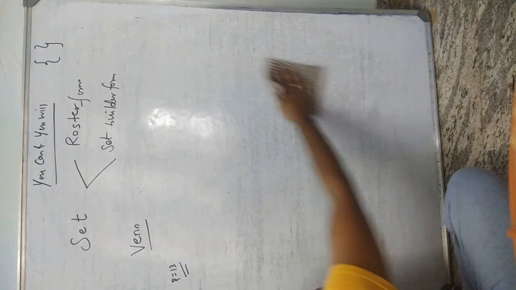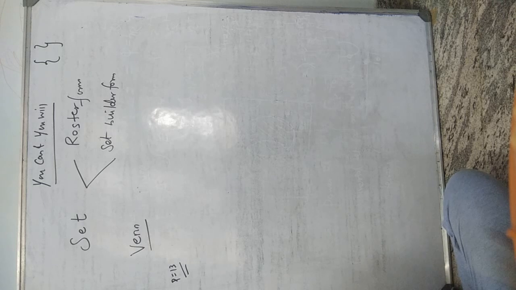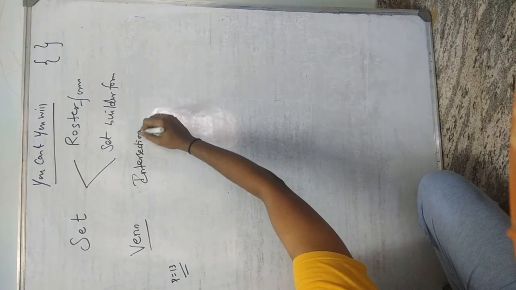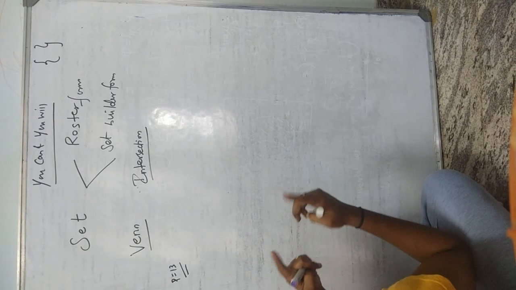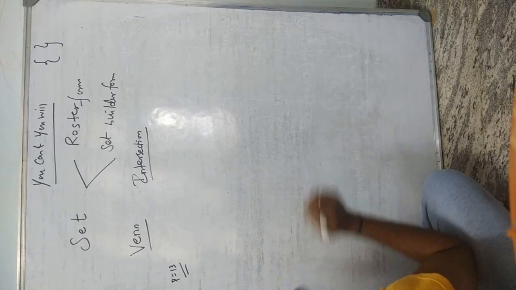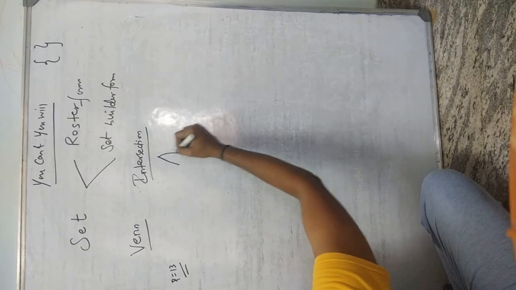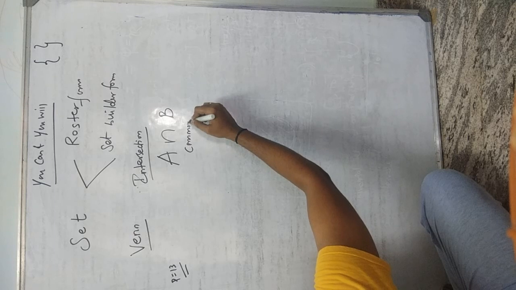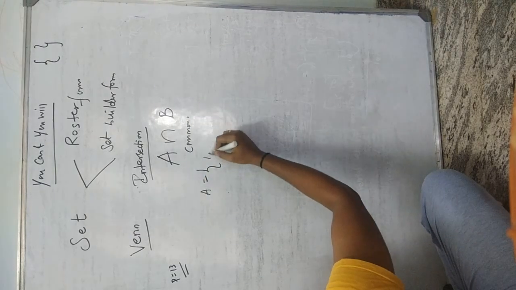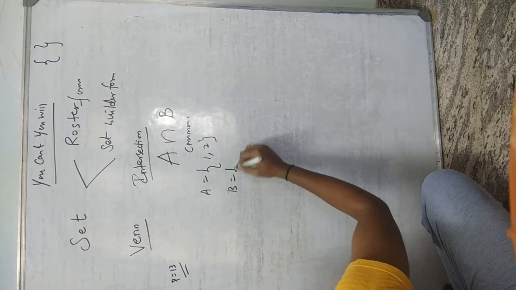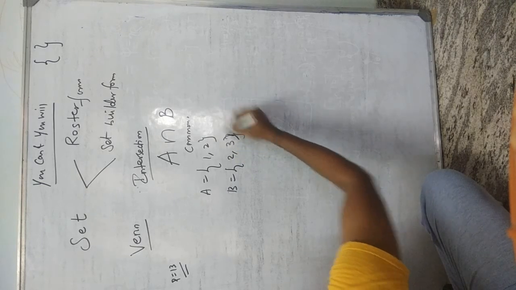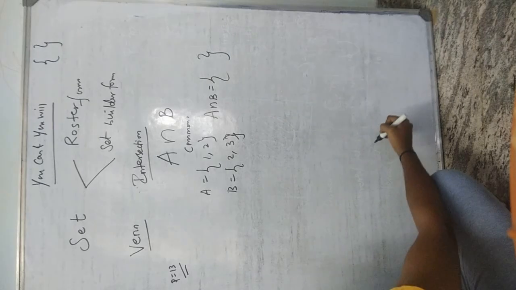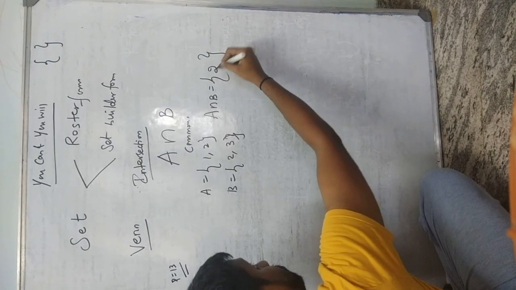Okay. A union B I completed. Next, I'll move on to the intersection of two sets. Intersection, what I told you, is a common quality between a brother and a sister, father and the mother. So A intersection B is said to be common. Set A is 1, 2, set B is 2, 3. What is the intersection of A and B? The common number. What's the common number? The common number is 2.